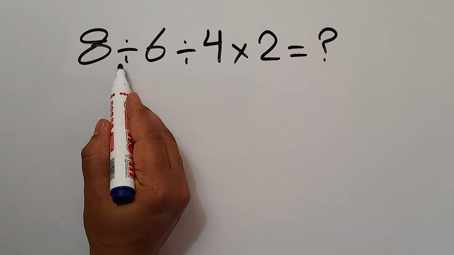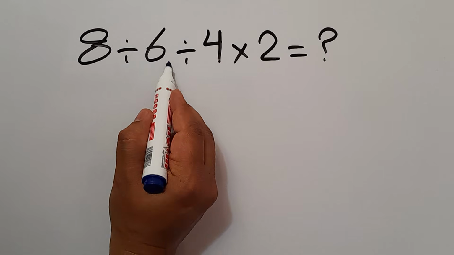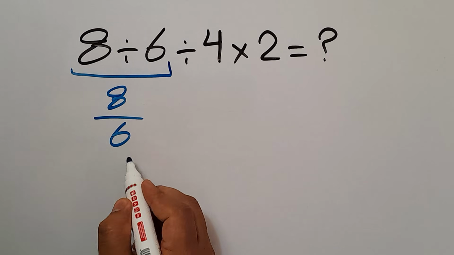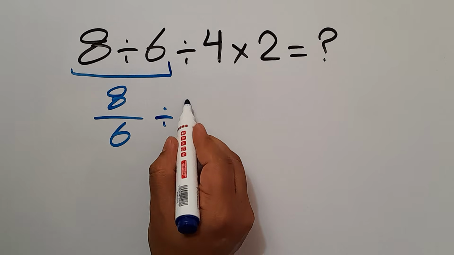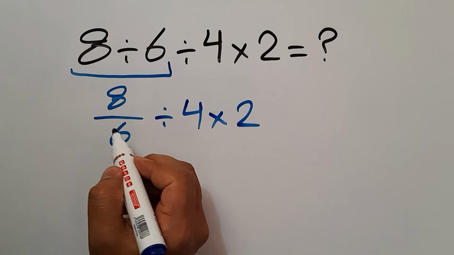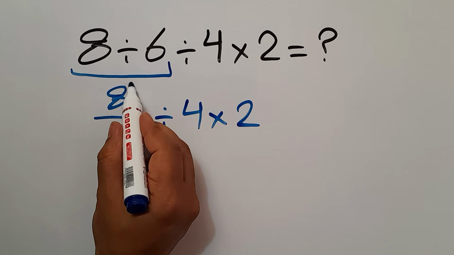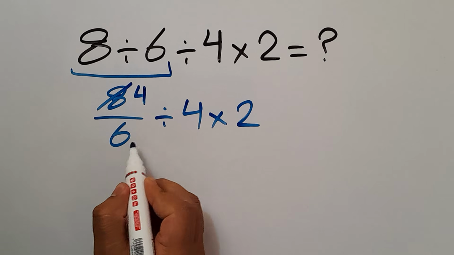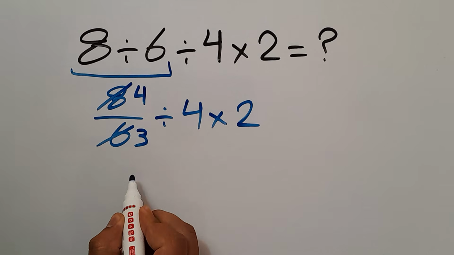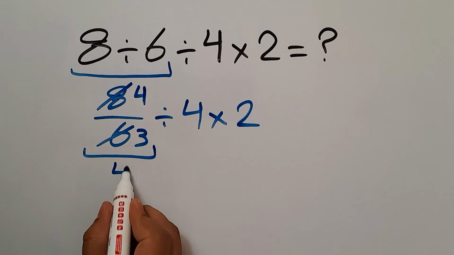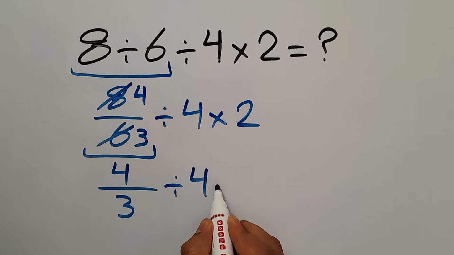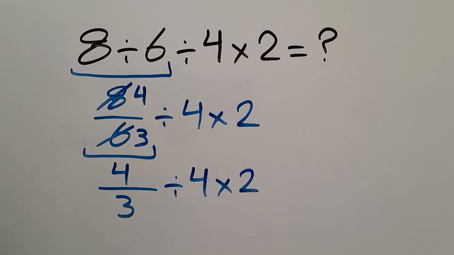We have 8 divided by 6. We can write 8 over 6 and divided by 4 then times 2. 8 divided by 2 gives us 4 and 6 divided by 2 gives us 3. So we have 4 over 3 then divided by 4 and times 2.